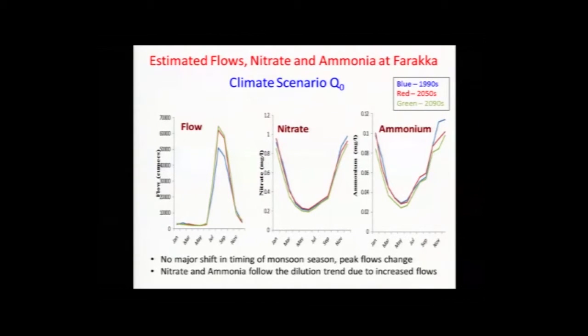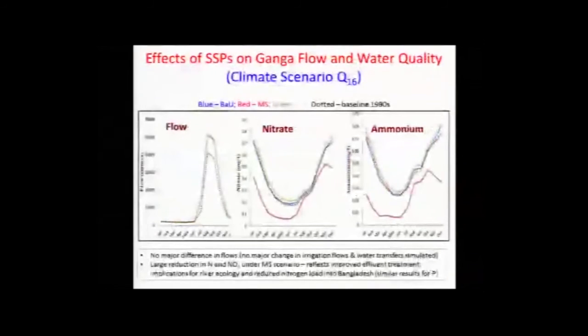Similarly, we looked at the effect of the SSPs on the Ganga flow and the water quality as well. And this is a flow, and the dotted line here basically shows the baseline data for 1990. And again, we don't see a very major change in the flows because we haven't considered the changes in the irrigation flows, and water transfers have not been considered yet. I'll show you separate scenarios for that. And again, a very similar trend in terms of nitrate and the same trend in the ammonia.